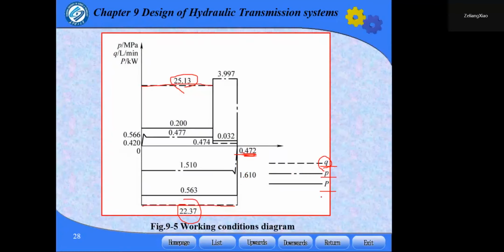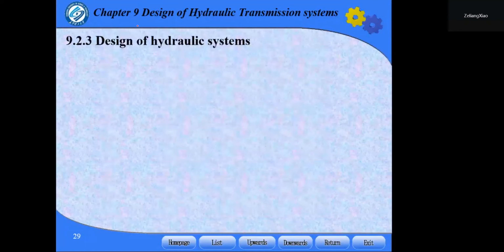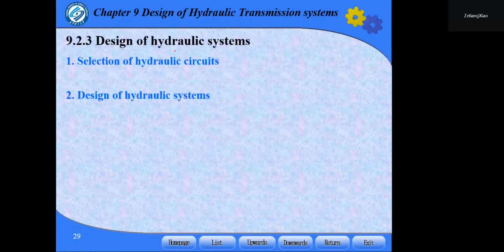Same method we can draw the power design of hydraulic systems. Selection of hydraulic circuits. Design of hydraulic system and the selection of hydraulic valve.